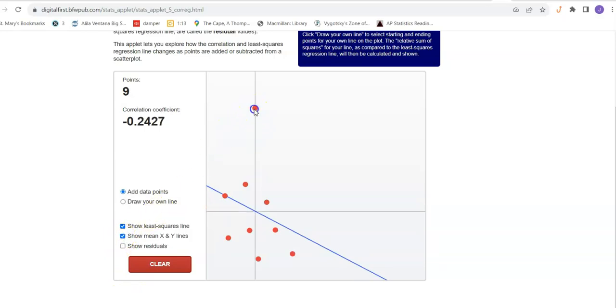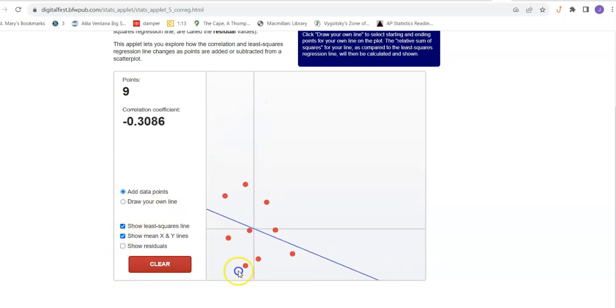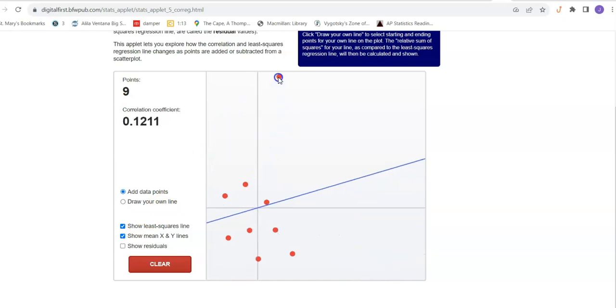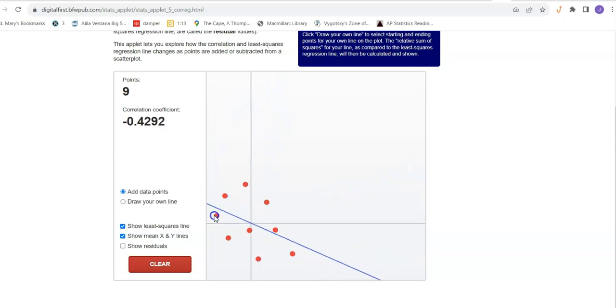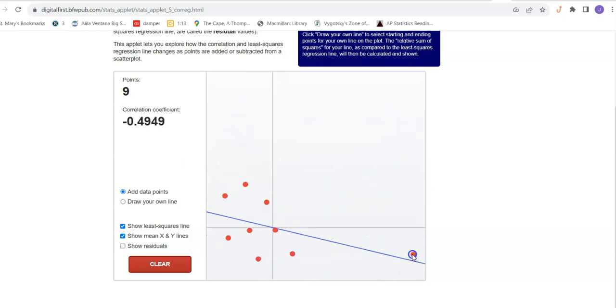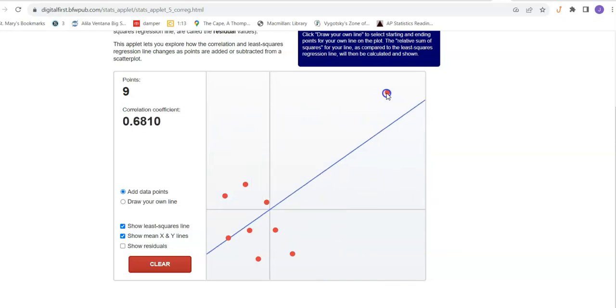Just to show you what I was showing you about the x and y lines. Wherever I move this point, do you notice that the blue line goes through the average x and the average y? Those two lines are the average x and average y lines, and no matter where I move this, the line is always going to go through the average x, average y. So it's always going to be true.